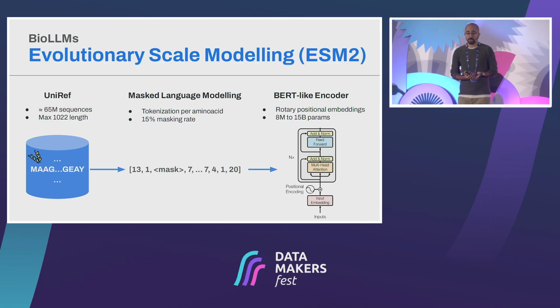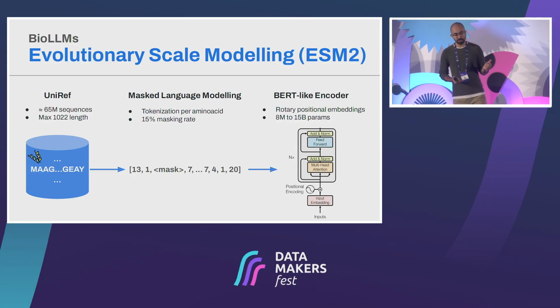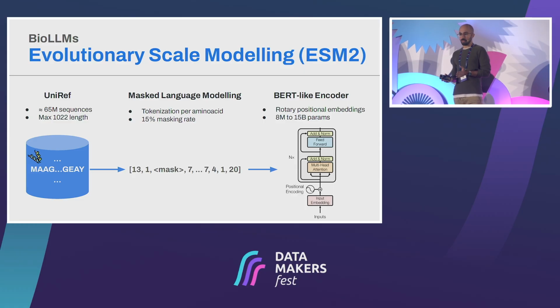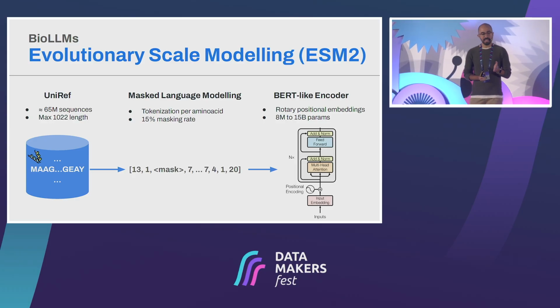And then finally, in terms of the architecture, it uses a BERT-like encoder. I think the main difference there is just that it uses rotary positional embeddings, RoPE. And then they actually trained multiple models, like multiple variants. So starting from 8 million, which is pretty small. I don't think anyone's ever used it besides for the paper. And then the 15 billion version.